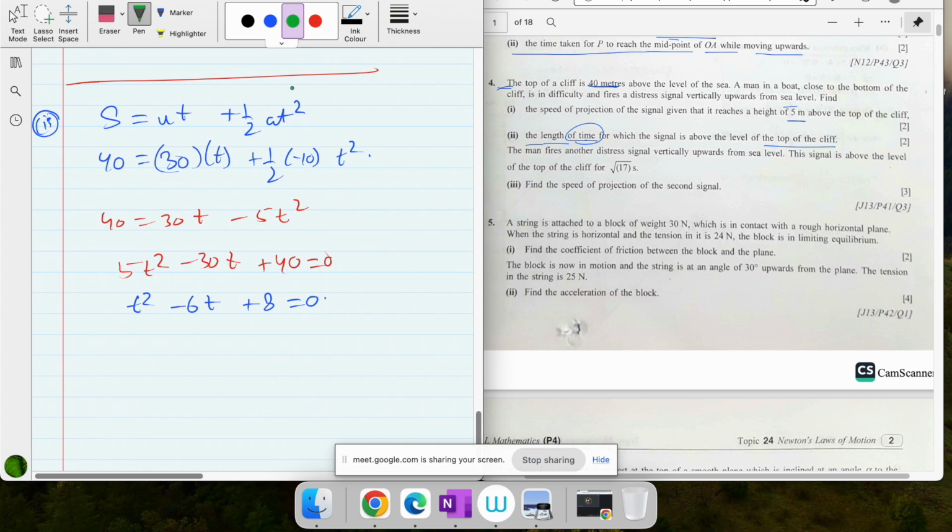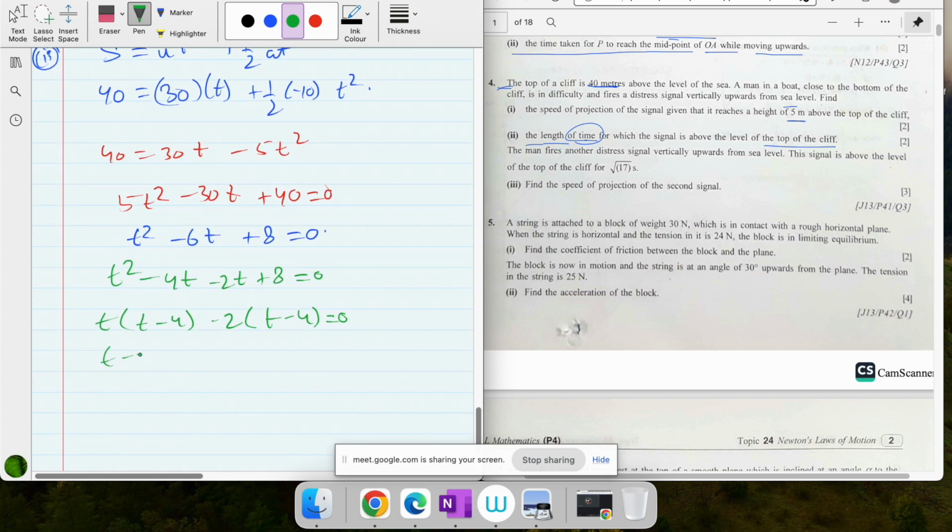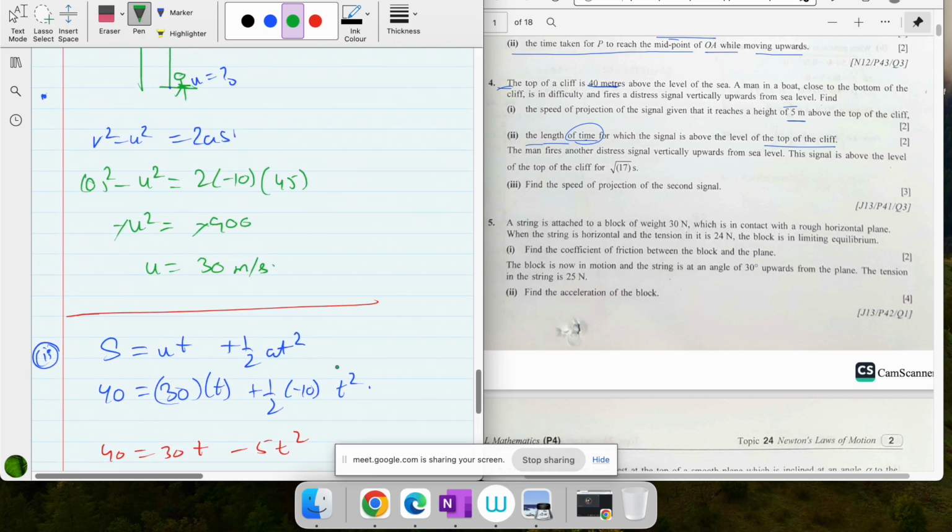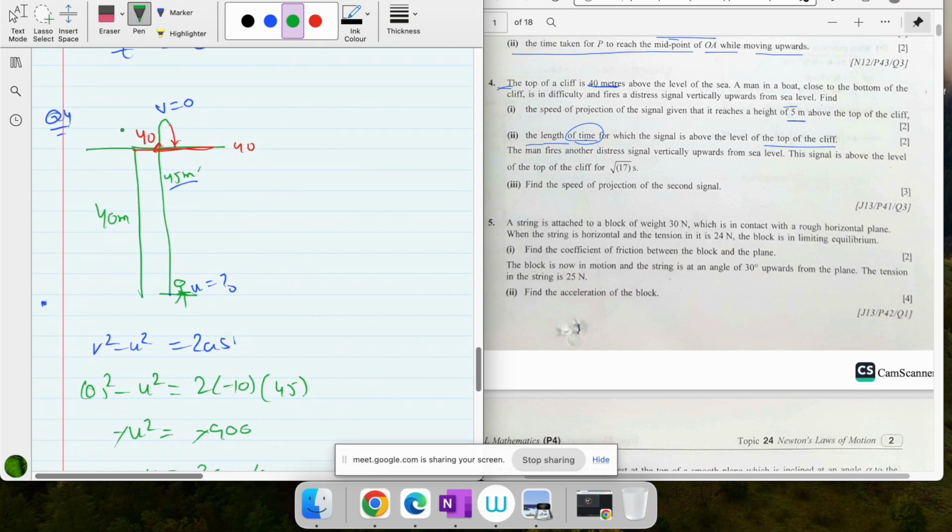And we can use 4 and 2. t squared minus 4t minus 2t plus 8 is equal to 0, taking out common, t minus 4 and t minus 2, so (t minus 2) into (t minus 4) is equal to 0. So first is t is equal to 2 seconds and second is t is equal to 4 seconds. And we know that t would be 2 when it is moving up and t would be 4 when it is coming down.